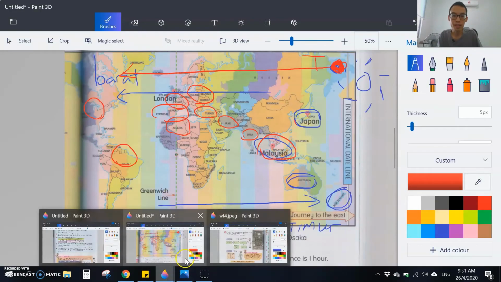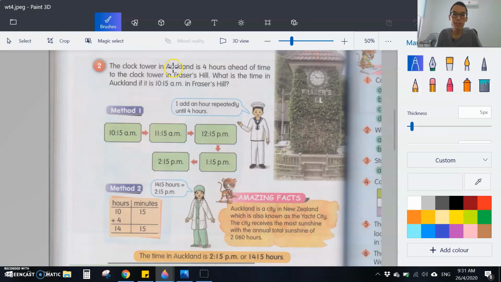Okay, now we look at the next example. Let's say the clock tower in Auckland. Auckland is in New Zealand. Ini berada di negara New Zealand. Is 4 hours ahead. Maksudnya dia 4 jam lebih awal daripada waktu di Fraser's Hill. Fraser's Hill di mana? Di Malaysia lah. So New Zealand is 4 hours ahead of Malaysia. Okay, dia 4 jam lebih awal daripada Malaysia.